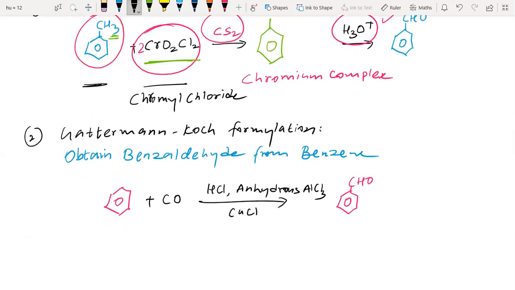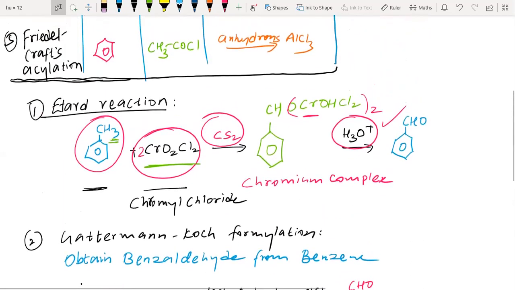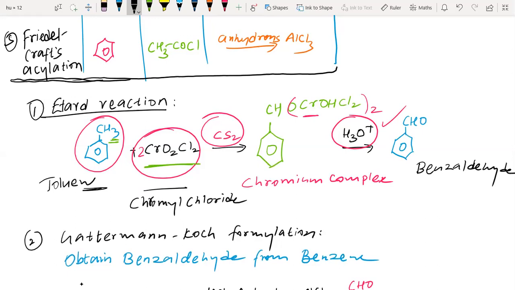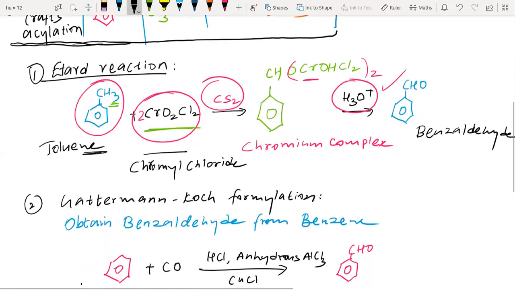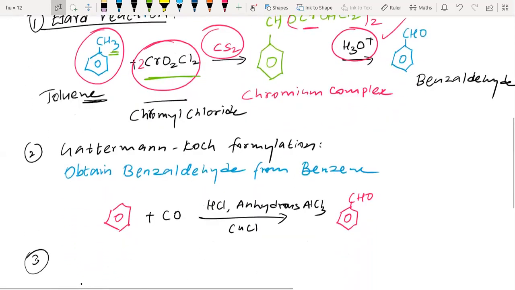Now the next question, even for Etard, can be like: how will you prepare benzaldehyde from toluene? I didn't write that there, but it's okay. It is easy to understand what type of question can be there.